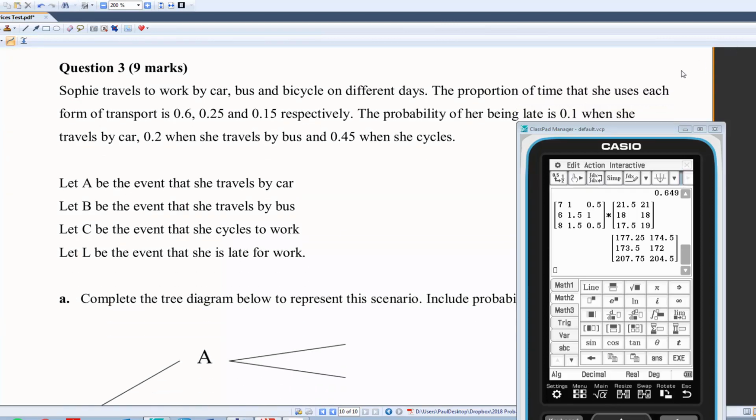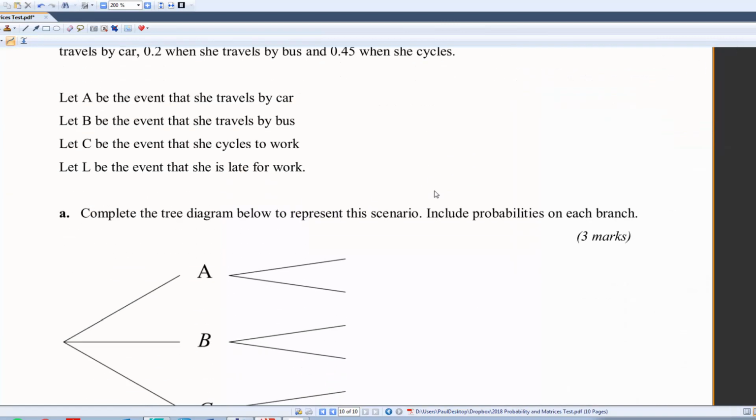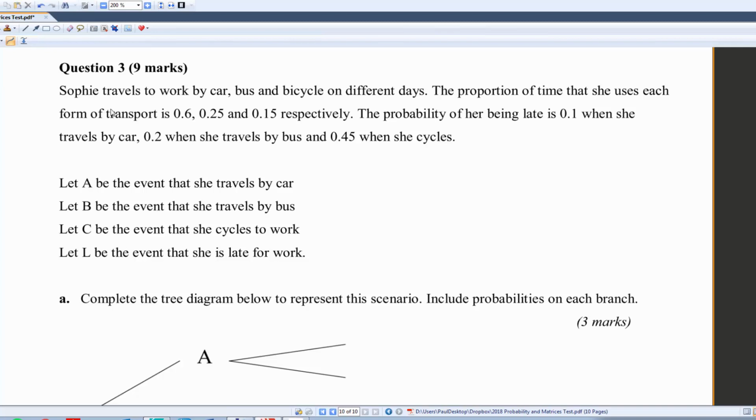Okay, on to the very last problem. It was the probability question. So Sophie travels to work by car, bike or bus on different days. The proportion of time she uses each form is 0.6, 0.25 and 0.15. So the 0.6 is the car, 0.25 is the bus, and this one here is the cycle. So that's event A, event B, and event C.